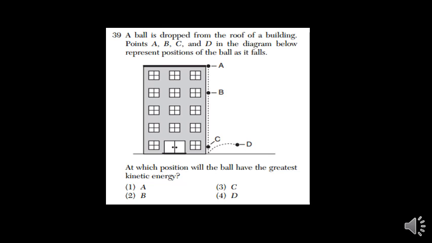A ball is dropped from the roof of a building. Points A, B, C, and D in the diagram below represent the position of the ball as it falls. At which position will the ball have the greatest kinetic energy? Well, that's where it's moving the fastest.